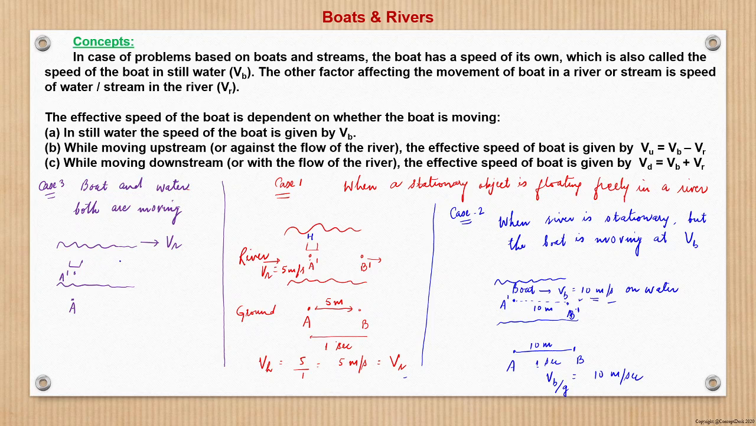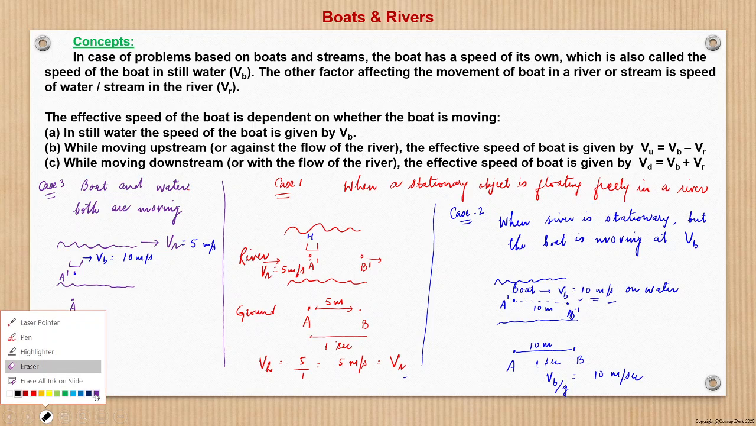Now what happens after 1 second? This is a combination of case 1 and case 2. So after 1 second, this point on water independently would move by VR, let this VR be 5, and the boat is moving with VB, 10 meter per second. Independently, this point A dash on the river will move by 5 meter in 1 second. So it will move 5 meter from here to here, right?